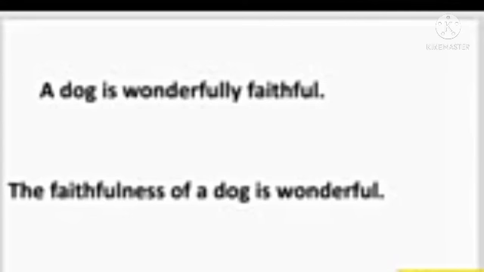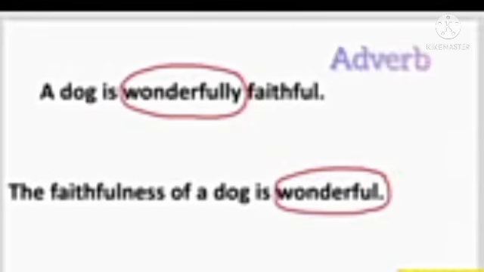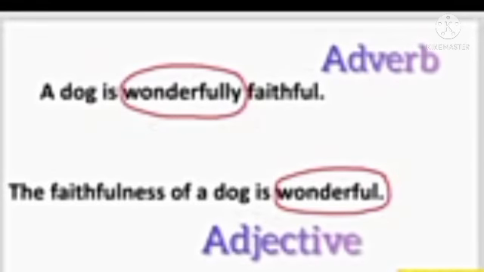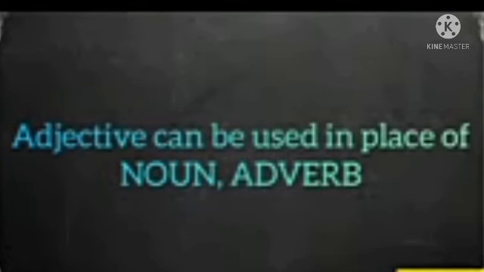Let us read the next example. A dog is wonderfully faithful. The faithfulness of a dog is wonderful. See here in the first sentence, wonderfully is an adverb. And in the second sentence, wonderful is used as an adjective. So in this way, we can use adjective in place of an adverb. So we have seen the use of adjective in place of a noun and an adverb.